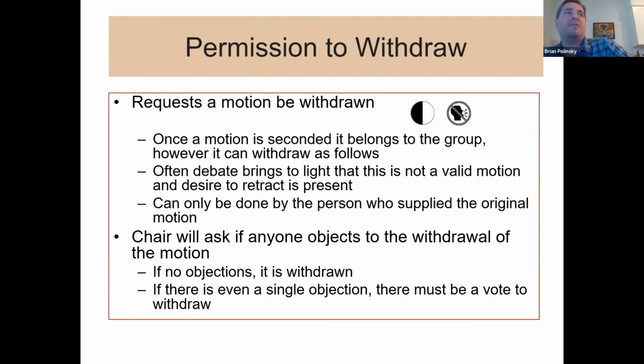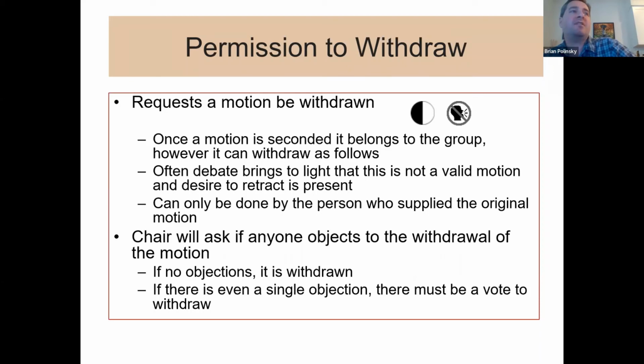So another type of motion is a permission to withdraw. Remember I said that once a motion is seconded, it actually belongs to the group, but there is a way to withdraw it. The withdrawal simply doesn't happen automatically. Someone actually has to make a motion to withdraw the main motion. The vote on this request for withdrawal is a simple majority vote, and it's something that is actually not debated.